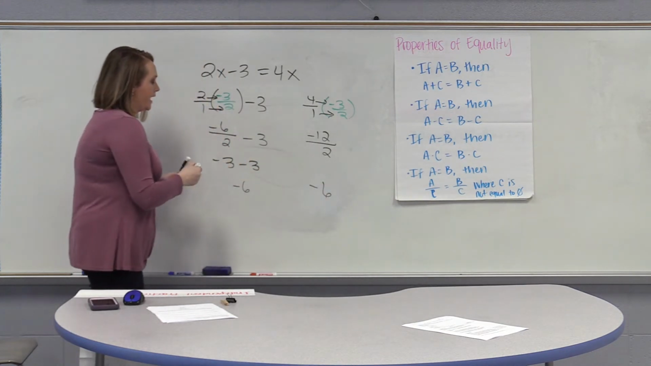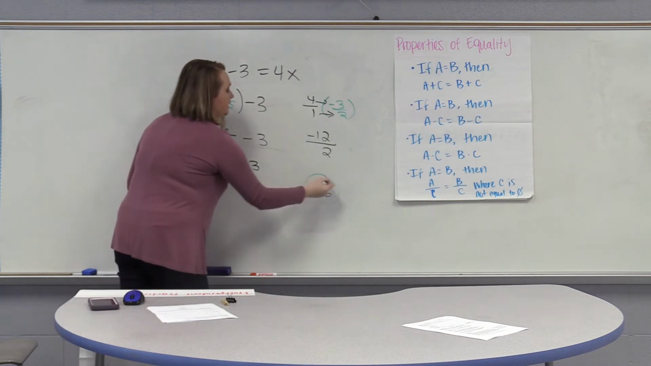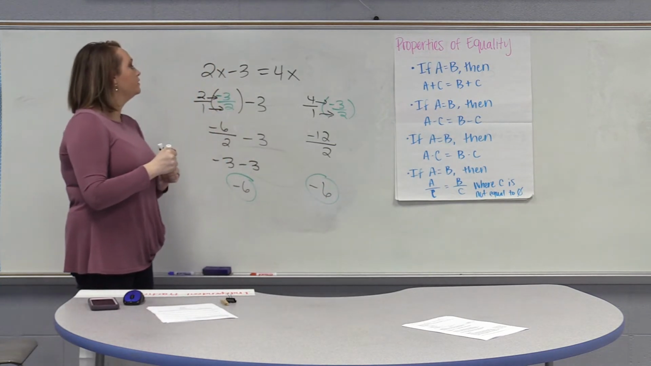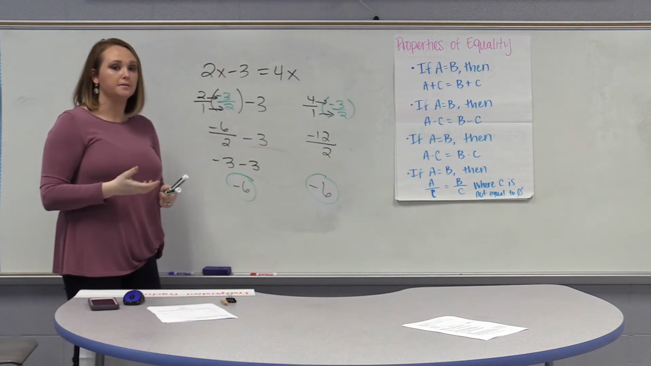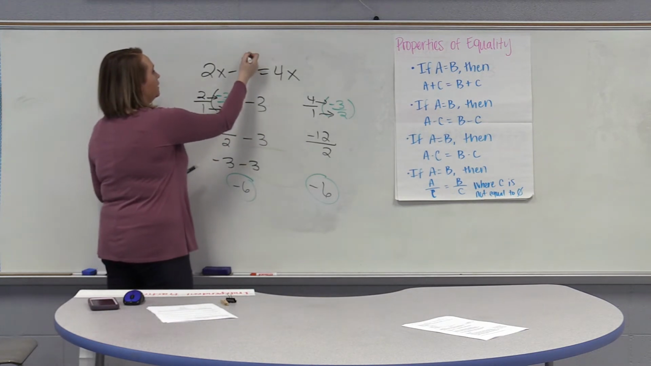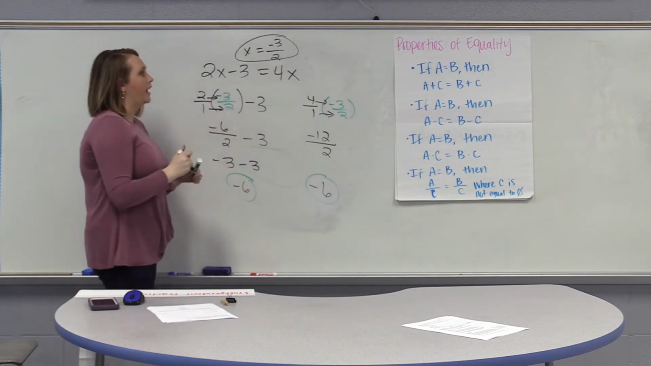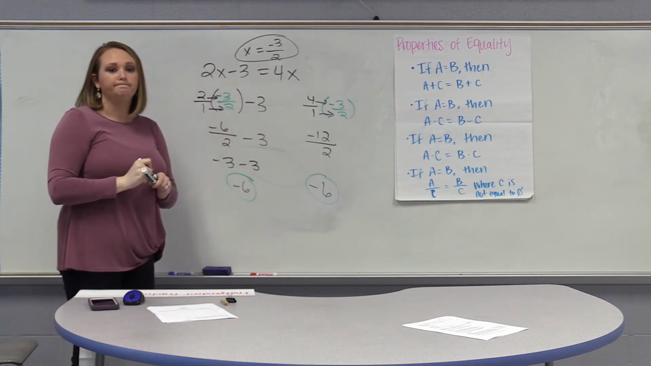So since I have a value of negative 6 on both sides of the equal sign, when I plug in the value negative 3 halves for x, I know that the value negative 3 halves satisfies this linear equation.